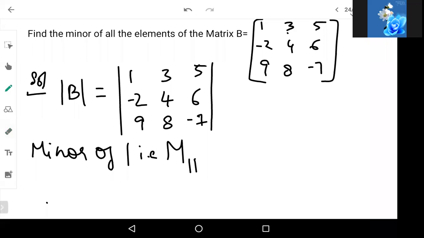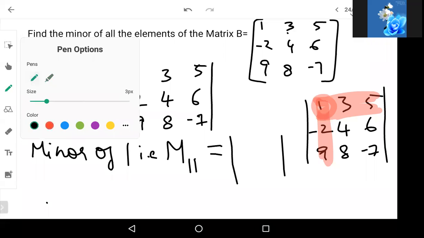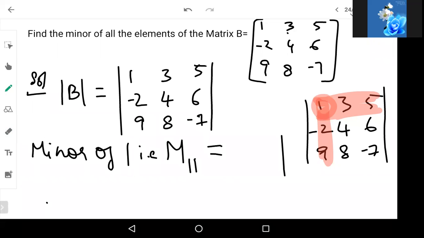First row and first column is equal to, now find the determinant. Now if you see this matrix 1, 3, 5, minus 2, 4, 6, 9, 8, minus 7. To find the determinant of this, you have to delete the first column and the first row. What is remaining? 4, 6, 8, minus 7. This is the minor of the first element, that is 1.